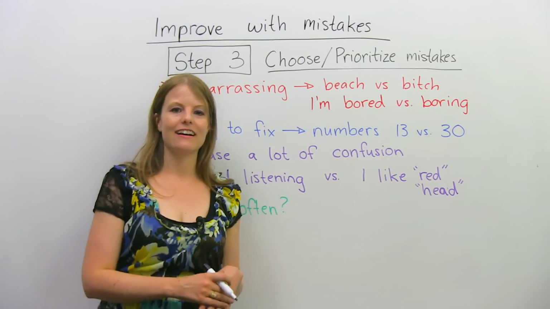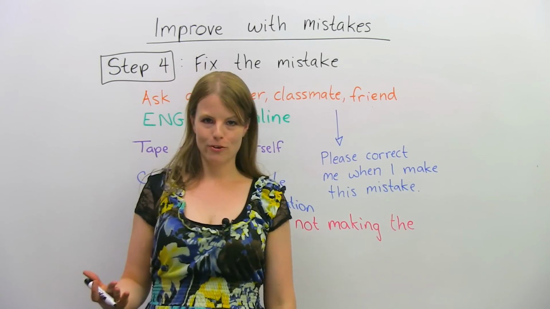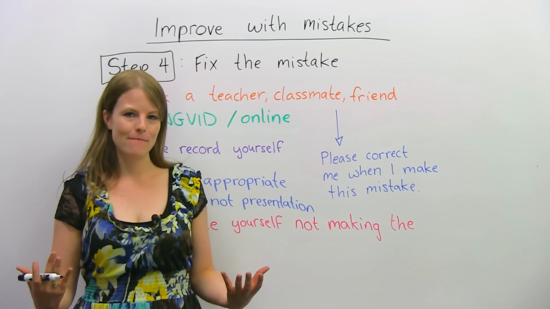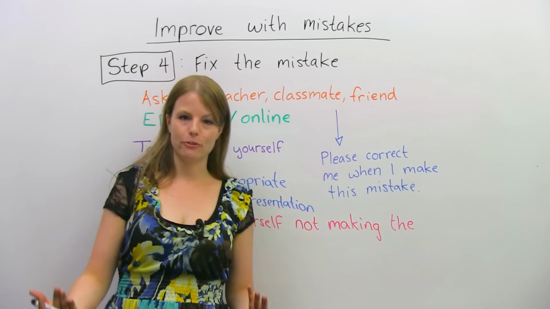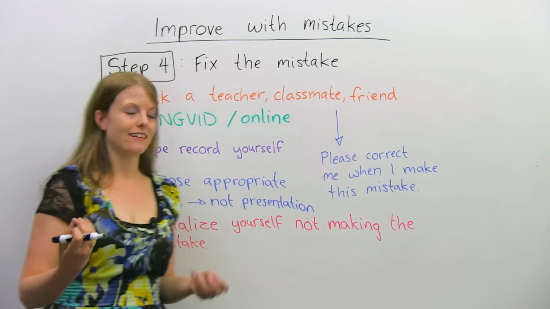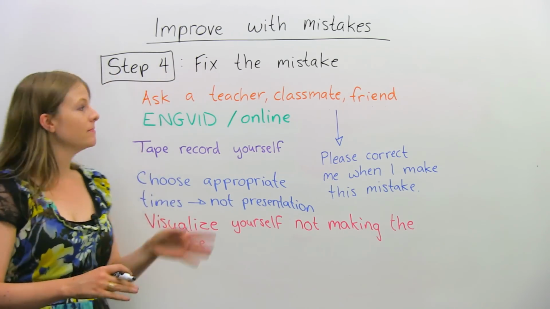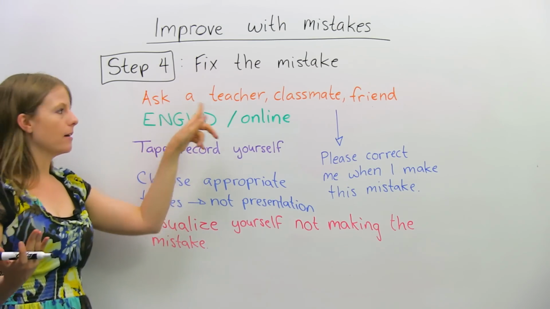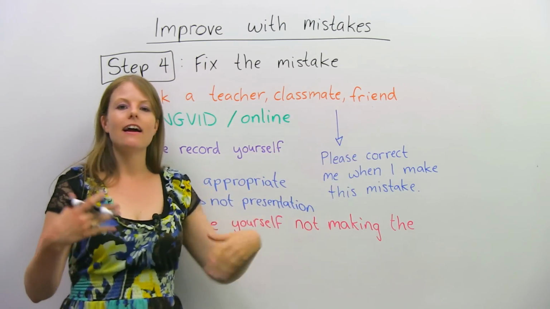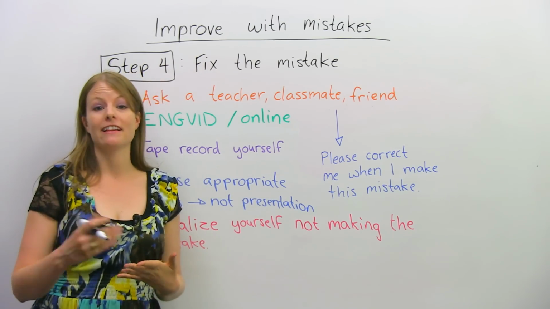All right, now let's look at some more steps on how to fix our mistakes. Okay, so step 4 is when you actually fix the mistake. Once you know what mistakes you're making and which ones you really want to focus on, then you fix it. So how can you fix your mistake? Well, first of all, you can get feedback from a teacher, a classmate, a friend, a native speaker, just anyone you know who speaks the language or is learning the language.